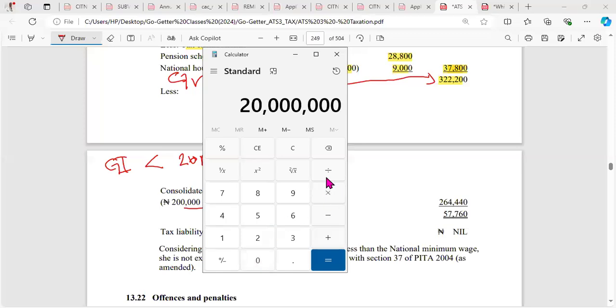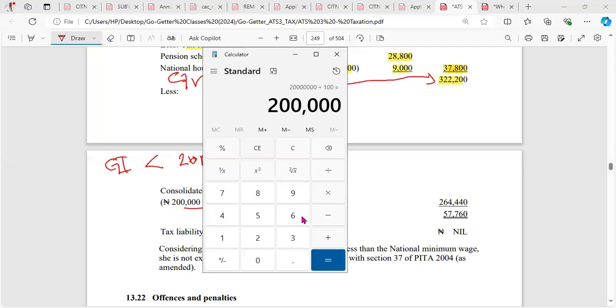Find 1% of 20 million. You say times 1 divided by 100. It will give me exactly 200,000. So it means that any gross income that is less than 20 million, 1% of it will give you less than 200,000. Anything above 20 million, 1% will give you higher.